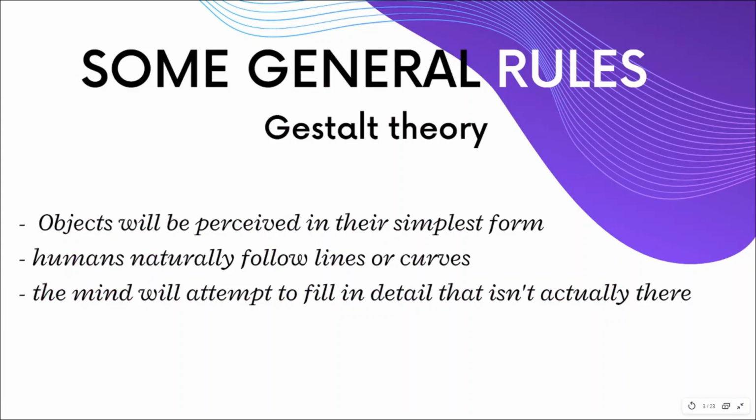So there are some general rules about this Gestalt theory, so let's discuss them. First, objects will be perceived in the simplest form. You don't need to complicate things, you need to perceive them in the simplest form. That's the way you can actually find the idea behind it. The second is humans naturally follow lines or curves. I'll better describe it with an example in the further slides. And third is the mind will attempt to fill in detail that isn't actually there. So this sounds really interesting, and you'll discover it as you move on further in this video. I'll explain it with examples.